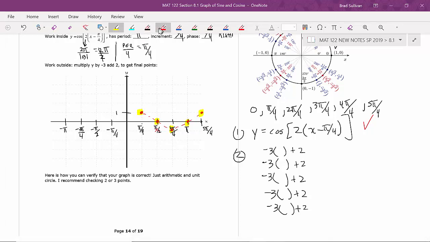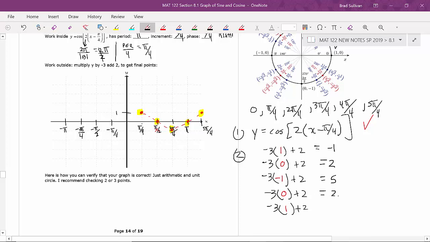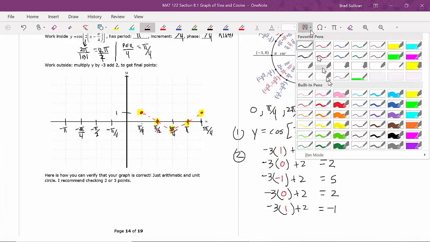Okay, so let's put these y values in. We have a y value of 1 here, then 0, then -1, then 0, then 1. Crunch out the details in your head. So this would be -3 plus 2 is -1. This would be 0 plus 2 is 2. This would be 3 plus 2 is 5. This would be 0 plus 2 or 2. And -3 plus 2 would be -1. So what I do now is I just change those points and I'm done.